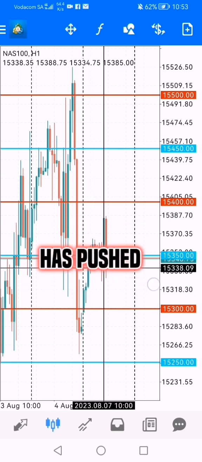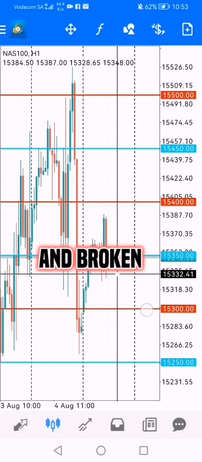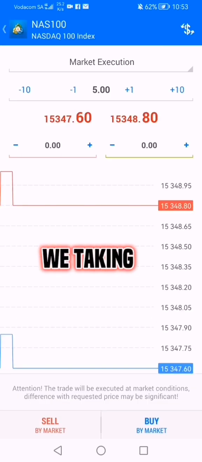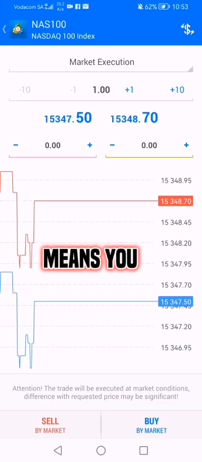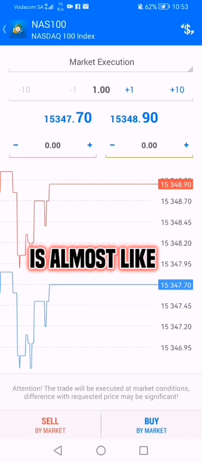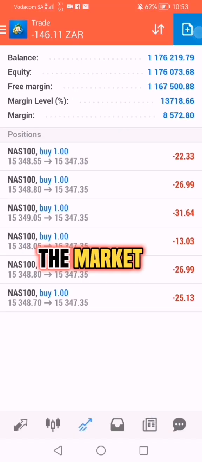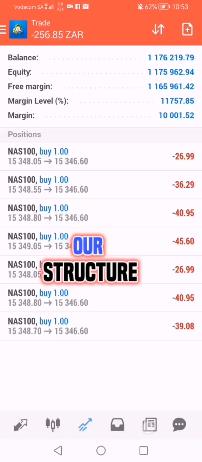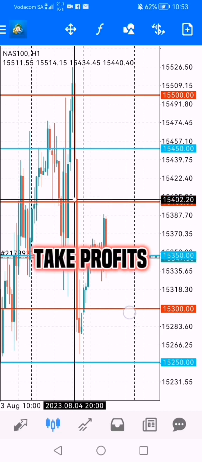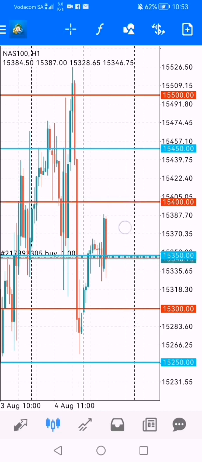Basically the market is going up, and as you can see on the 1 hour time frame, that has pushed and broken our 15350 horizontal line. So basically we're taking sales from here. This means you're taking sales from here because this is almost like our structure. The market has broken our structure, and what you should do is place our take profits on the next 100 points. You catch my drift.